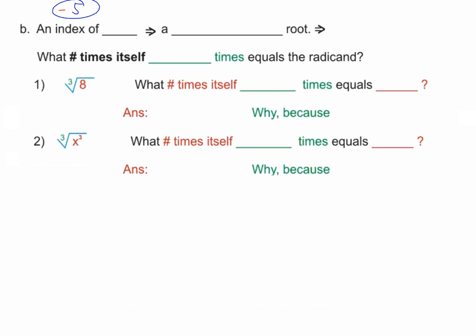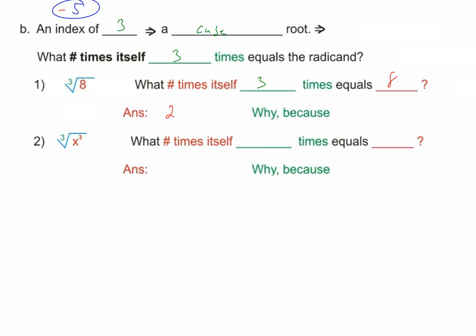All right, so we know if the index is 3, then obviously it is cube roots. And now you've got to shift your thinking into what number times itself 3 times equals the radicand, right? So now when we have a problem like the cube root of 8, we say, what number times itself 3 times equals an 8? And the answer is 2.